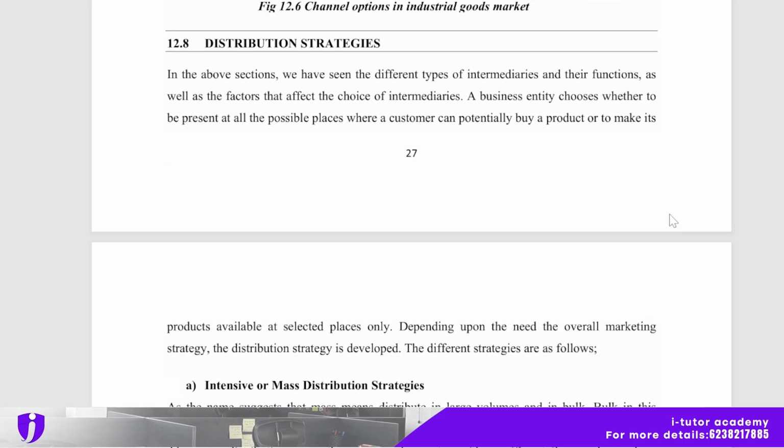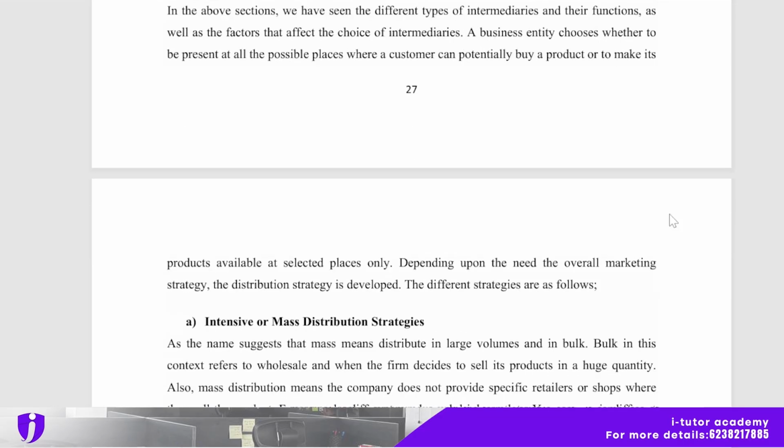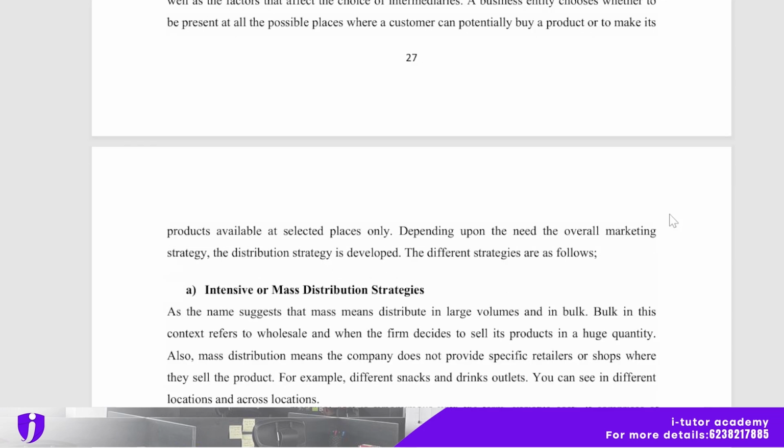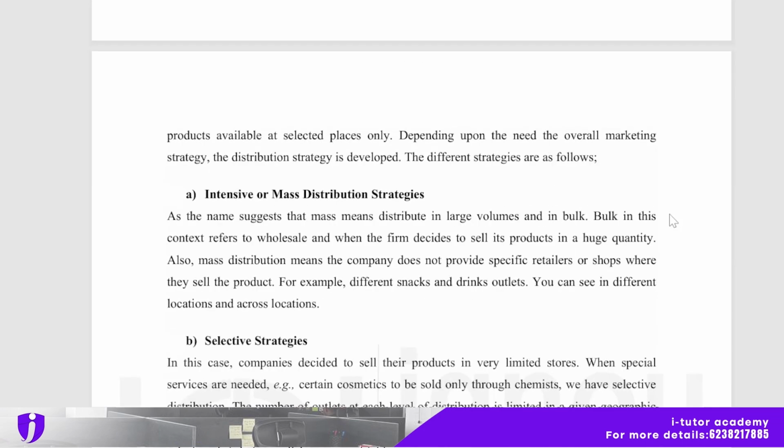So next one is distribution strategies. So what are the distribution strategies? In the above section, we have seen the different types of intermediaries and their functions, as well as the factors that affect the choice of intermediaries. A business entity chooses whether to be present at all the possible places where a customer can potentially buy a product, or to make its product available at selected places only. Depending upon the need and the overall marketing strategy, the distribution strategy is developed. The different strategies are intensive or mass distribution strategies, selective strategies.